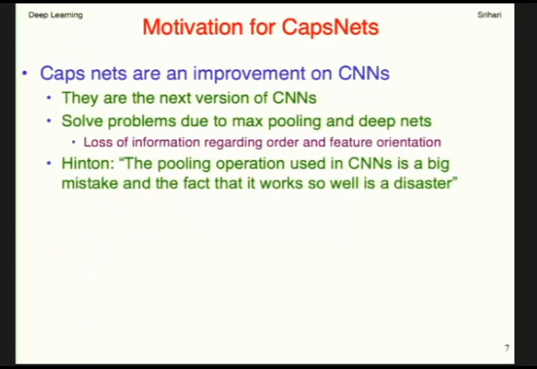So CapsNets are an improvement on CNNs, and they are the next version of CNNs, and they solve problems due to max pooling and deep nets: loss of information regarding order and feature orientation. Geoffrey Hinton, who proposed the CapsNets, said the pooling operation used in CNNs is a big mistake, and the fact that it works so well is a disaster. Right? It's become the mainstream in learning convolutional neural networks.